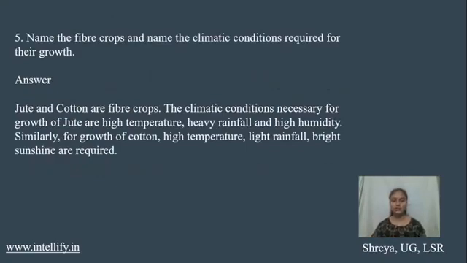Name the fiber crops and name the climatic condition required for their growth. So jute and cotton are fiber crops. The climatic condition required for jute is high temperature, very heavy rainfall and high humidity. All these factors are available in West Bengal and hence the cultivation of jute is done there. The climatic condition required for cotton is high temperature, light rainfall and bright sunshine. So the cultivation is done in Maharashtra.